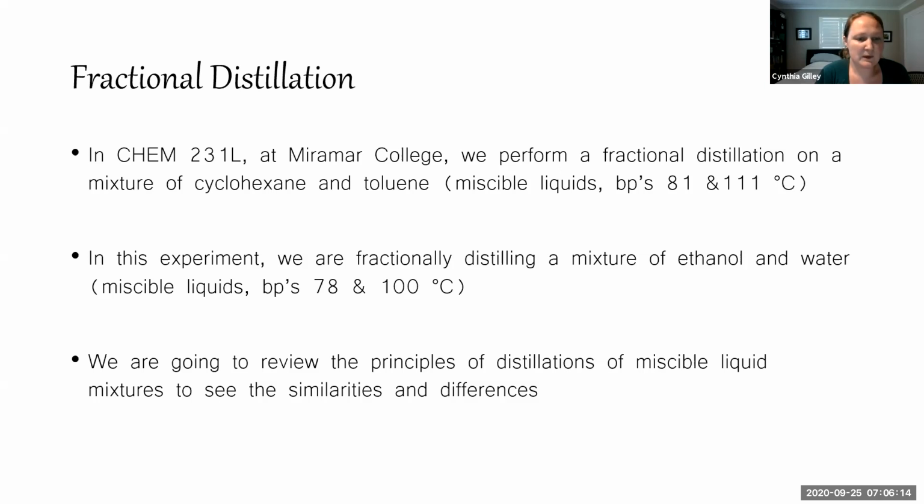In this experiment, we are going to be fractionally distilling a mixture of ethanol and water. Again, these are miscible liquids, and their respective boiling points are 78 and 100 degrees Celsius. So in this case, even closer together. We are going to be reviewing the principles of distillation and fractional distillation specifically, of miscible liquid mixtures, such as cyclohexane and toluene or ethanol and water. And we're going to see the similarities and differences between distilling cyclohexane and toluene versus ethanol and water.